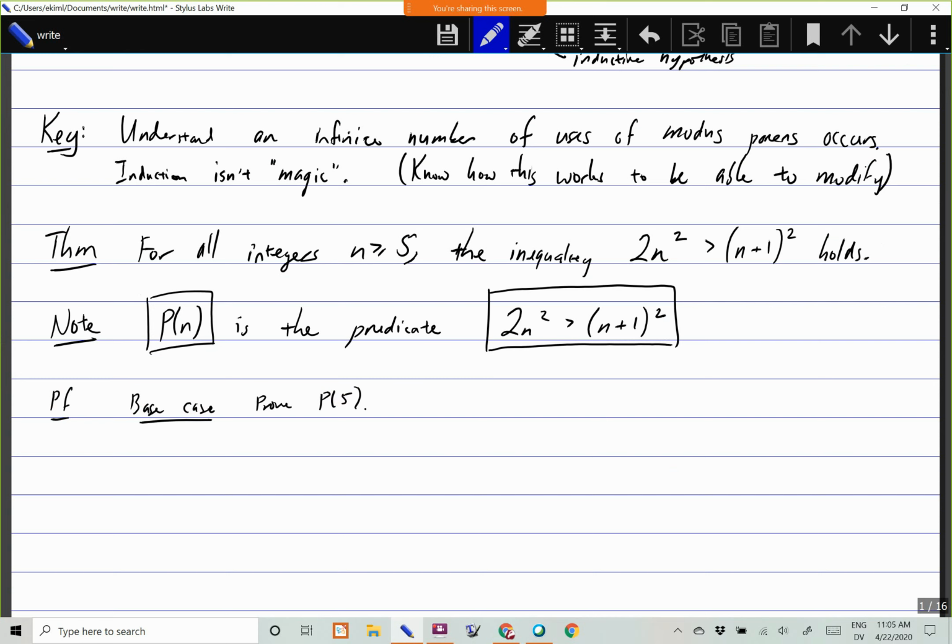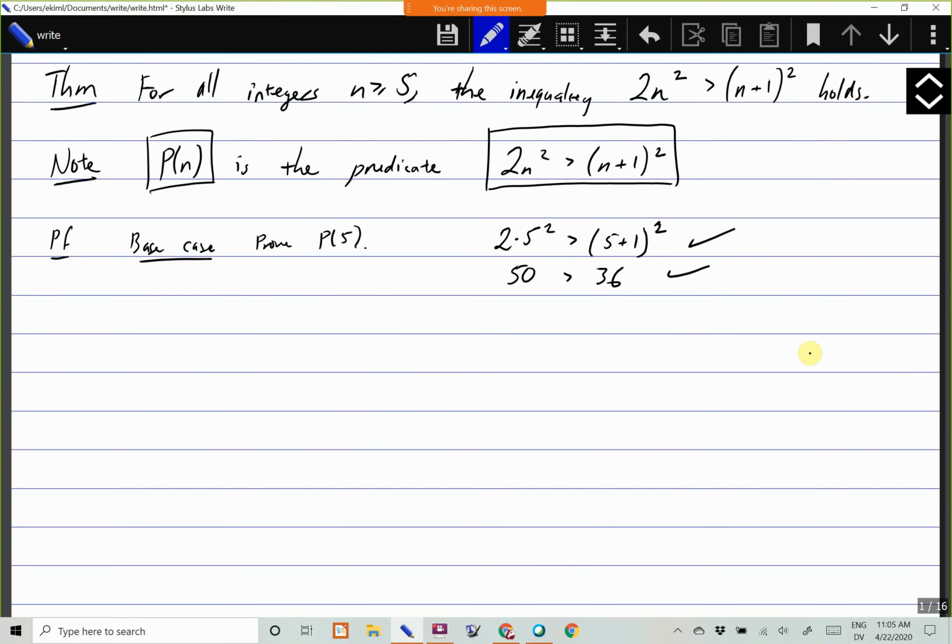So, plugging in, I'll write it directly under the box here. Plugging in, is this true? We verified yesterday that the left side simplifies to 50 and the right side simplifies to 36. So it checks out. There's no variables here, so that's fairly fortunate. The inductive step requires a little bit more work.